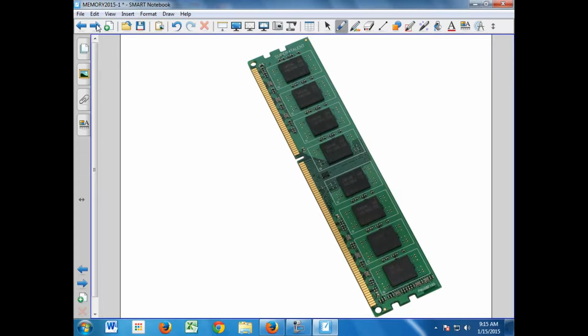Okay. On Emma's computer, she had that cool memory. Is it different than our memory? No, it's just got a heat sink over top of it. That's awesome. To help dissipate the heat.